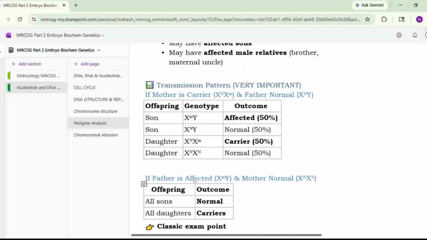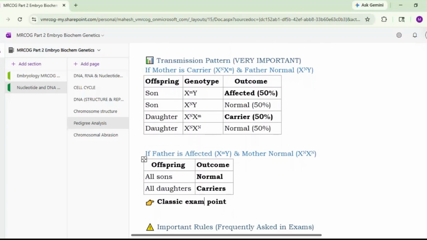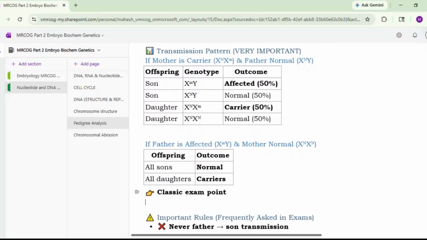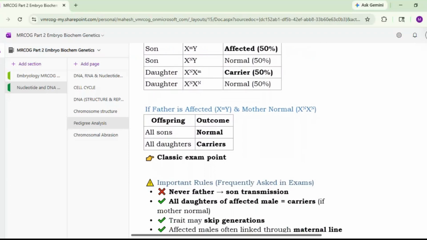If the father is affected and the mother is normal, all sons will be normal and all daughters will be carriers. This is very simple because the father will transmit the X to all daughters. So all the daughters will be carriers and all the sons will be normal. This is the classic question commonly asked. The important rule is that father-to-son transmission is never seen here. All daughters of the affected male will be carriers if the mother is normal.